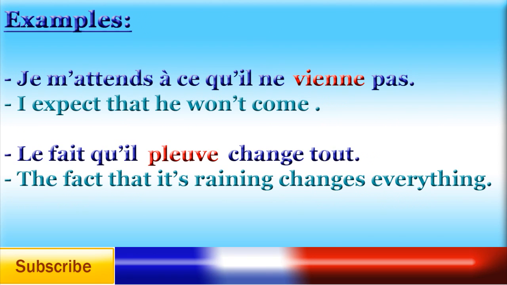For example, je m'attends à ce qu'il ne vienne pas. I expect that he won't come. This sentence could also be translated as I expect him not to come. Le fait qu'il pleuve change tout. The fact that it's raining changes everything.